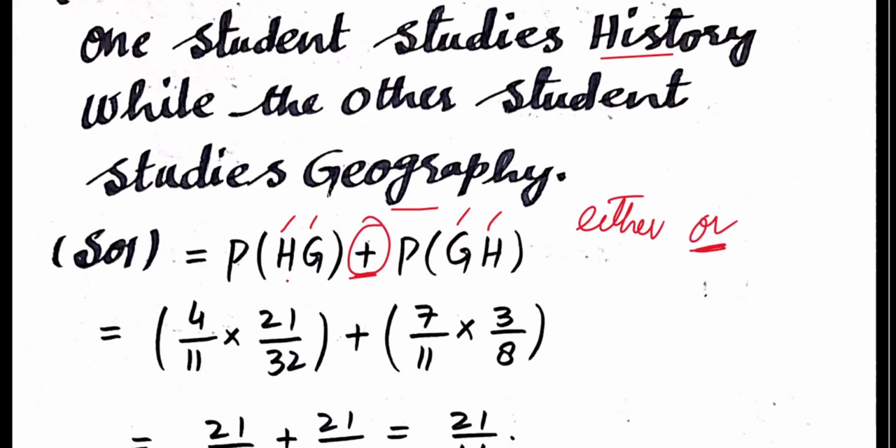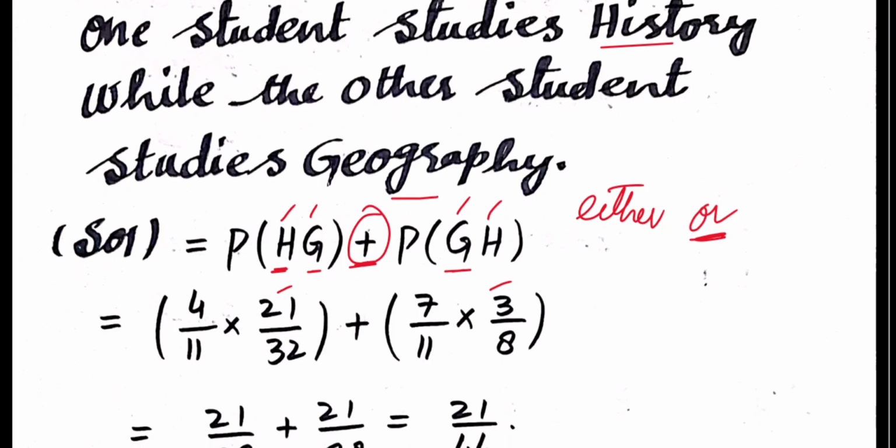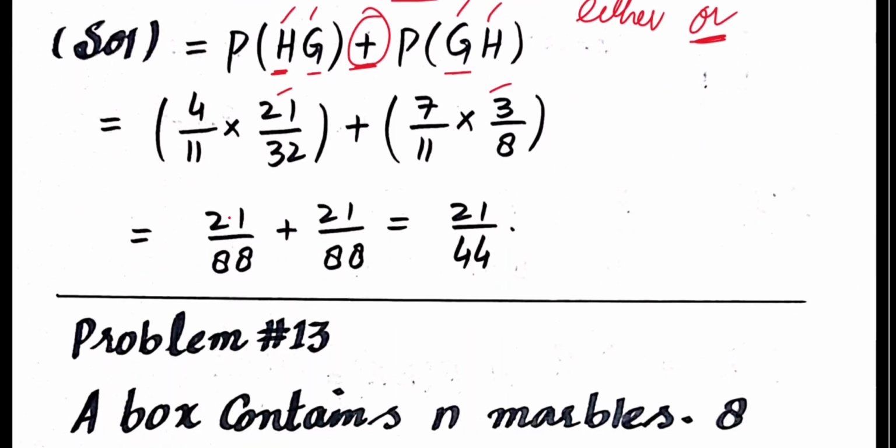So what is the probability of HG, history and geography? This is 4 by 11 times 21 by 32. You can check it from the tree diagram. First geography, then history: this is 7 by 11 times 3 by 8. After multiplying both, this is 21 by 88 plus 21 by 88, that is 21 by 44.